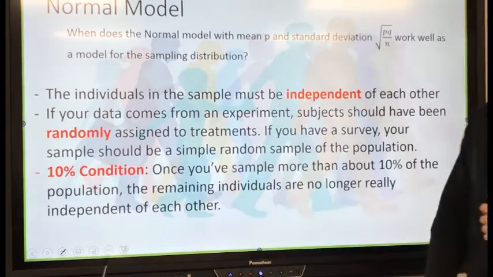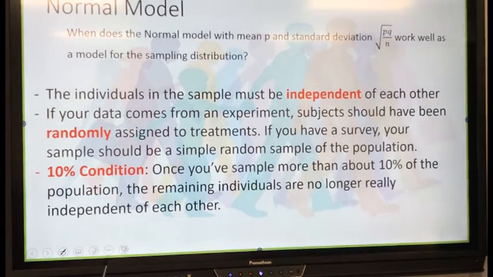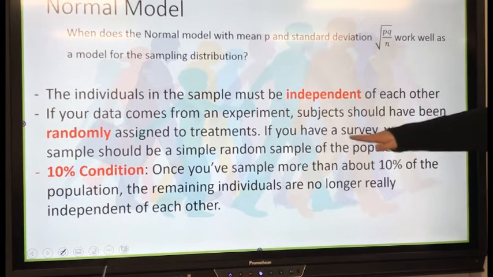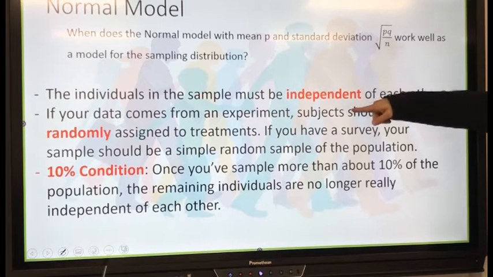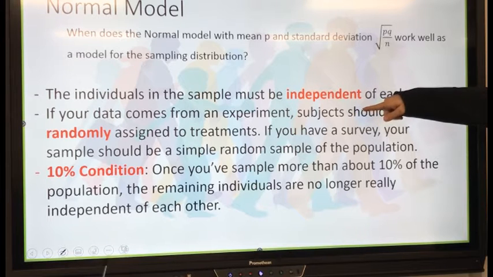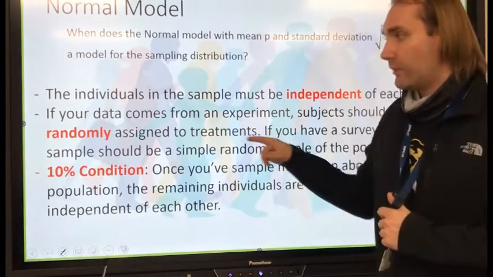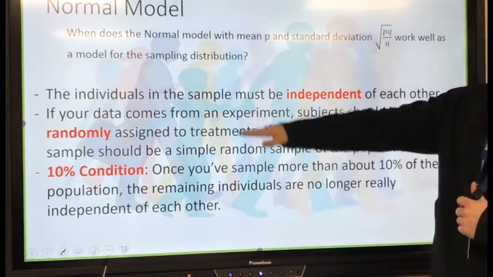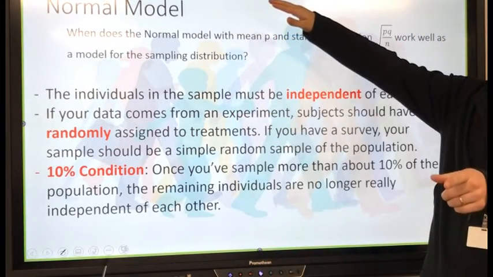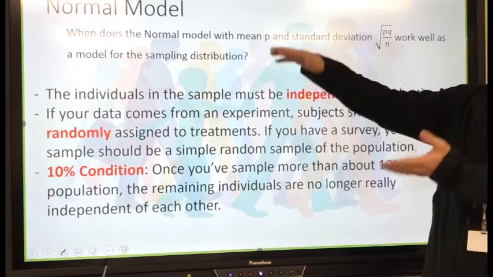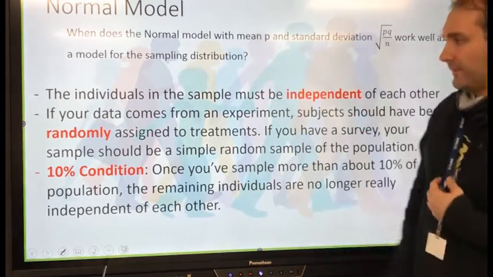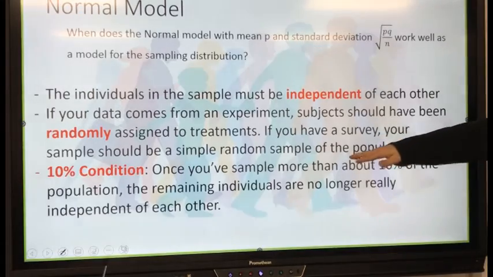Anybody think why? Why does the larger I grab from the population make it less independent? Okay, here's an example. Jocelyn, you are randomly selected, but the more people I start randomly selecting, the more likely I'm to get a relative. And then it kind of becomes not independent. Y'all can have the same views on something, right? So that's why we try to keep the condition under 10%.